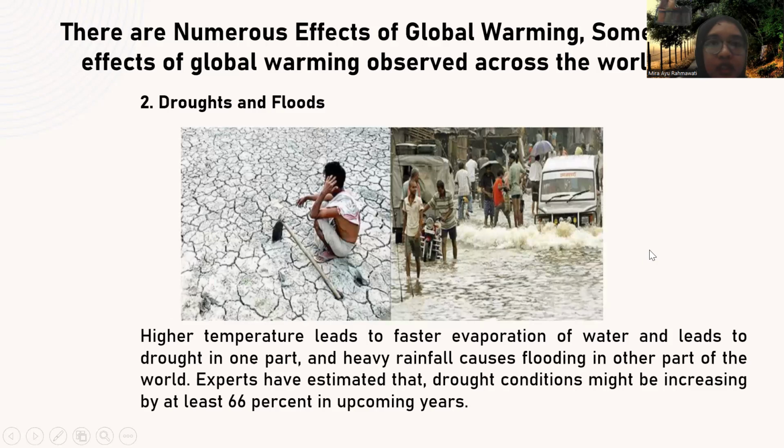Number two, droughts and floods. Higher temperature leads to faster evaporation of water and leads to drought in one part, and heavy rainfall causes flooding in other parts of the world. Experts have estimated that drought conditions may be increasing by at least 66% in upcoming years.